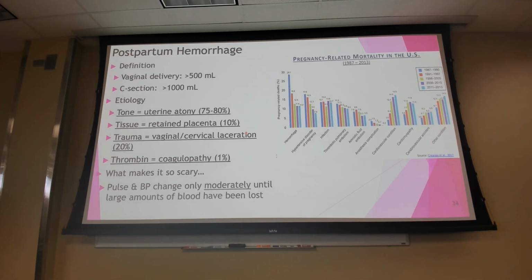If mom has any cardiac issues, if it's a multi-pregnancy, so two or more fetuses, then typically we'll schedule for C-section. All right. So the last thing we're going to talk about is postpartum hemorrhage, one of the major causes of pregnancy-related mortality.